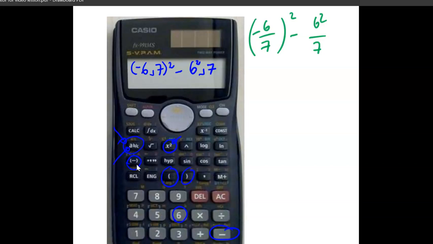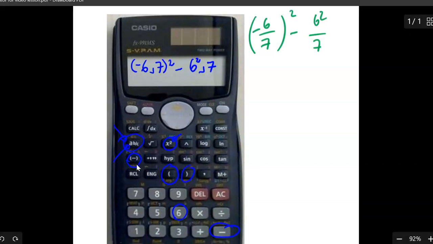Okay, so let's try one more time. I should have bracket -6, then I press that key and I put 7. I close the bracket, I have square, and then I subtract it with 6, and then I square that, and I press this key, I put 7, and I press equal sign. Then I have the number like this: -4, 20, and 49.